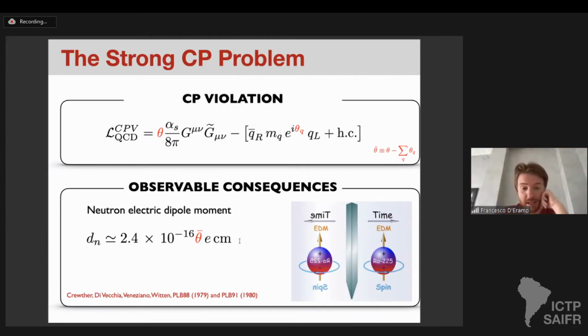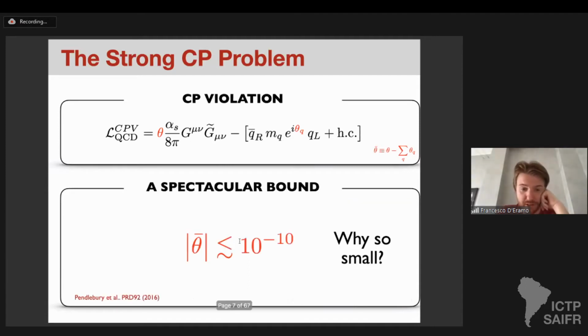So now you can compare this theoretical prediction with the observation, and what you find is that this number, theta bar, which is a combination, it's not just a dimensionless coefficient of the Lagrangian, it's a combination of different coefficients, has to be less than 10 to the minus 10.